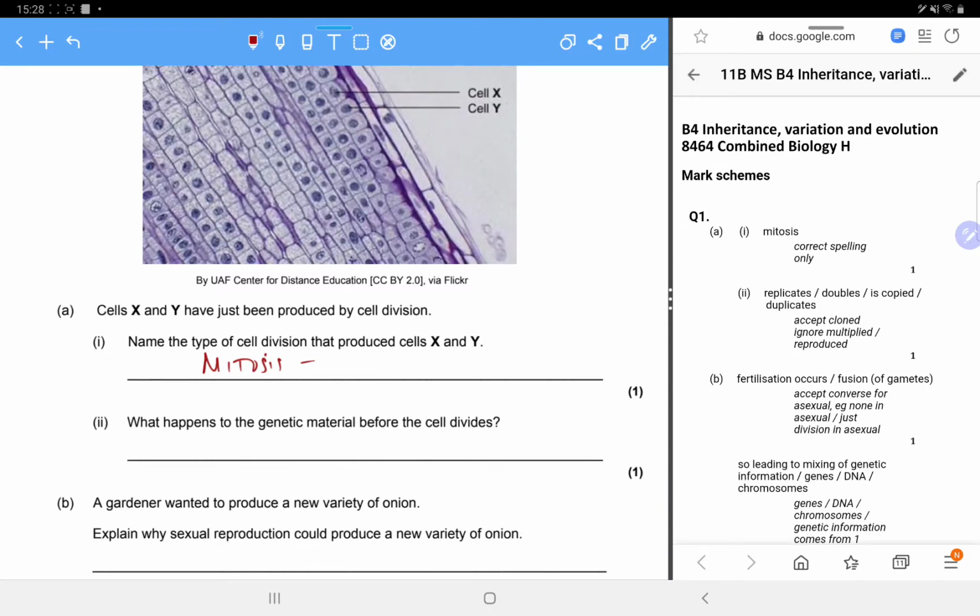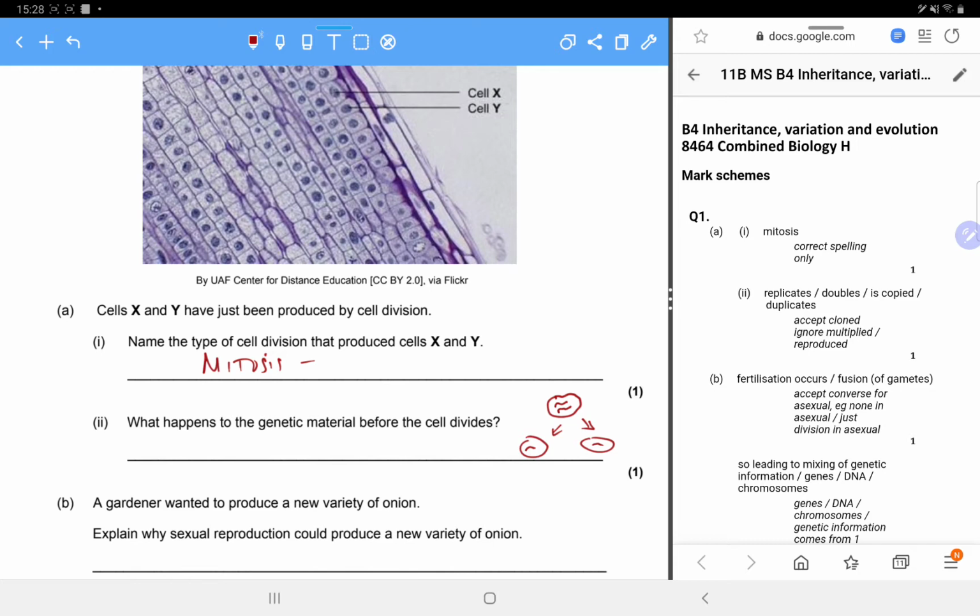Well, we've got a situation in mitosis where we've got one cell turning into 2 genetically identical cells. And if they're genetically identical, both cells must have the same amount of DNA. So if we had one strand of DNA in there, in order for it to produce 2 cells with one strand in, we would need to double the DNA first. And you can see on the right hand side here, the DNA, what happens to the genetic material? It replicates, doubles, is copied.